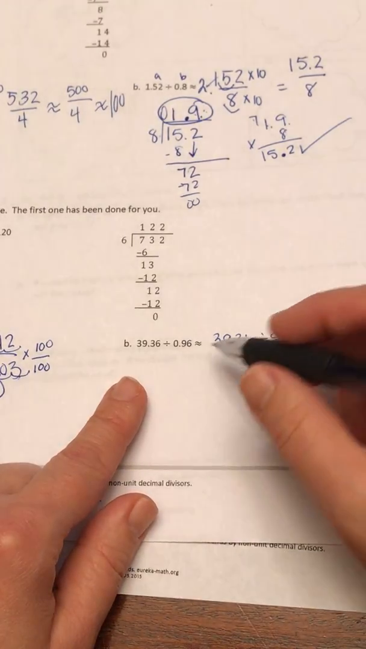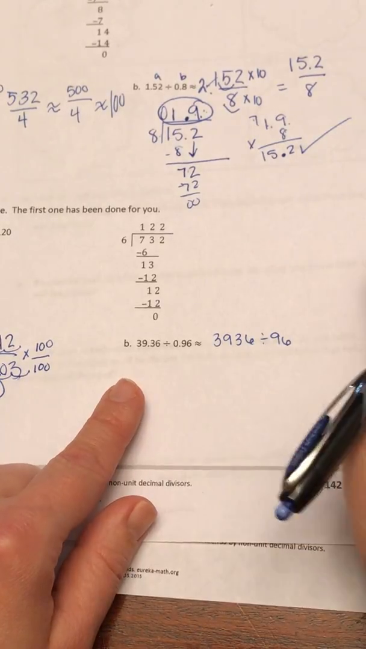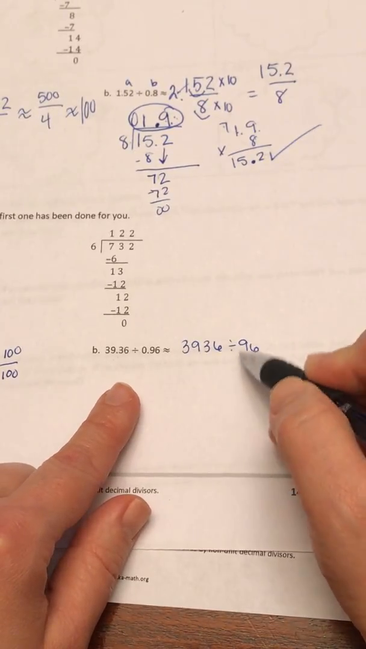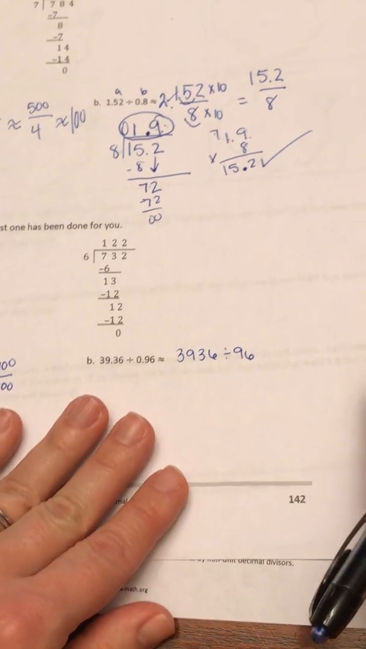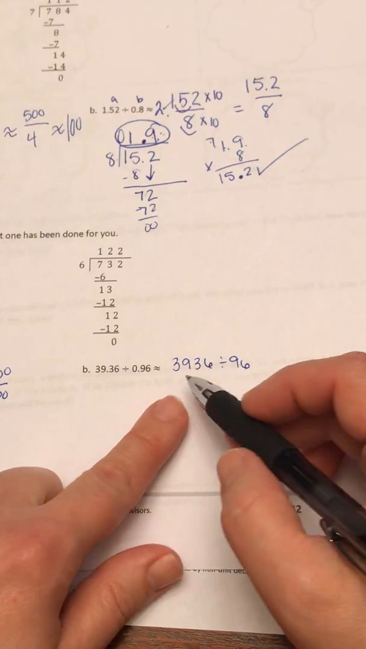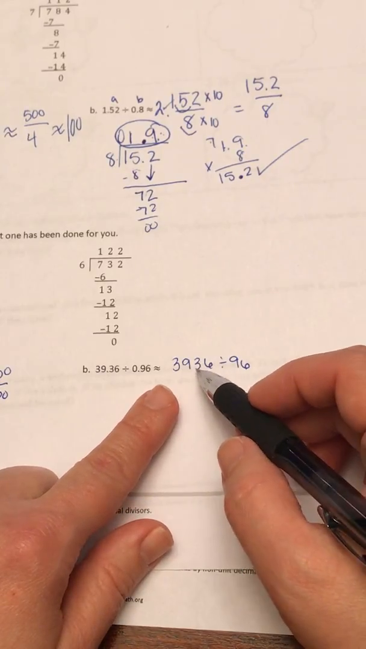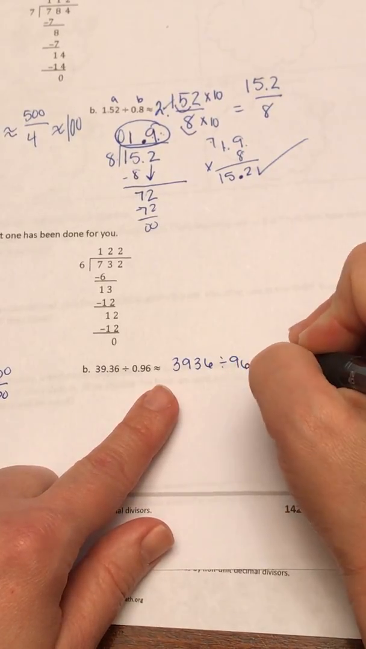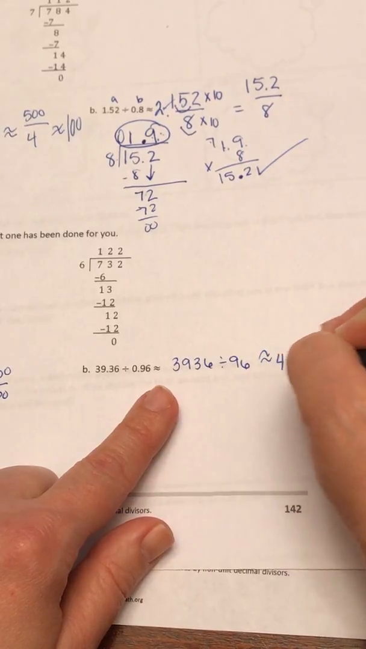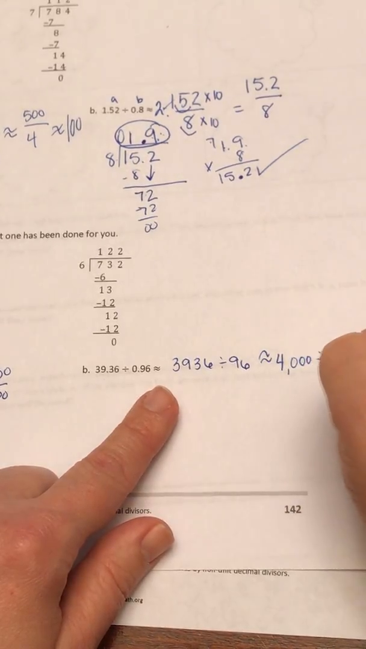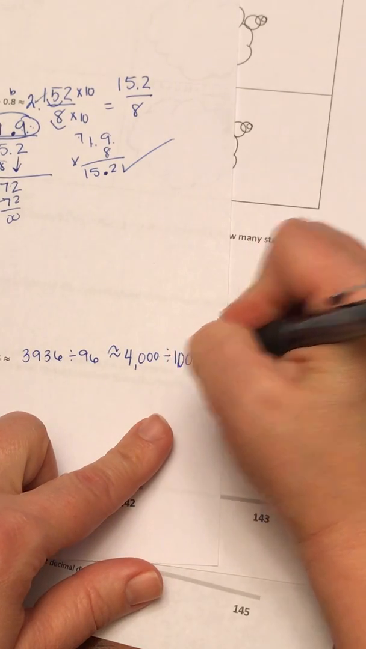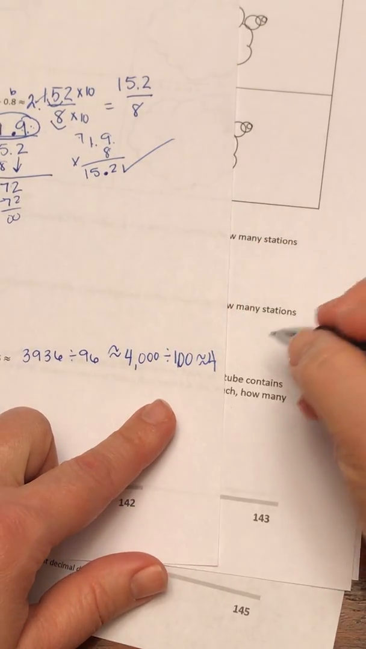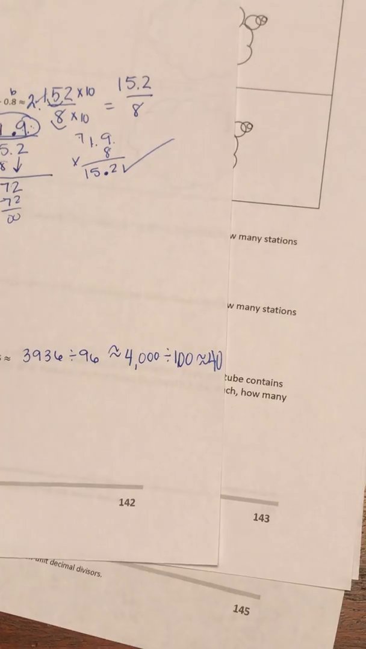Okay? This is how I'm going to estimate. I'm just going to take out those decimals. And I'm going to say that 96, that's a really ugly number, but that is really close to 100. So we're just going to call this 100. And 3,900, well, we're just going to go ahead and guess what we're going to call that. We're going to call that 4,000. Divided by 100. So my estimation is that my answer is going to be close to 40.